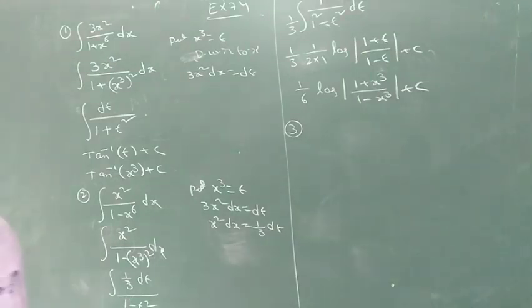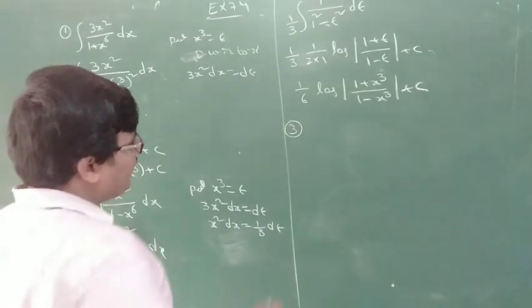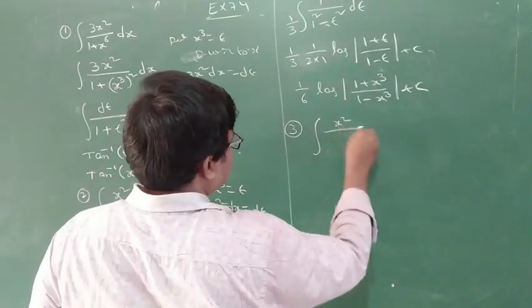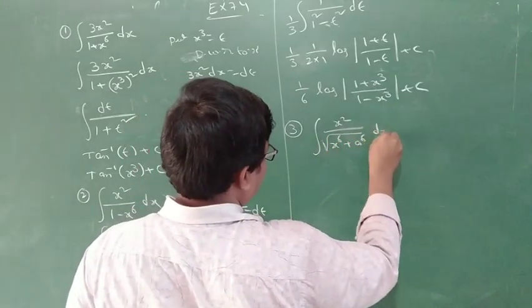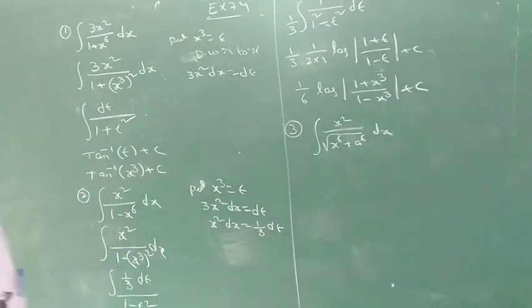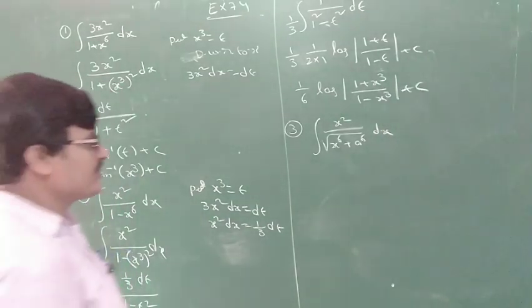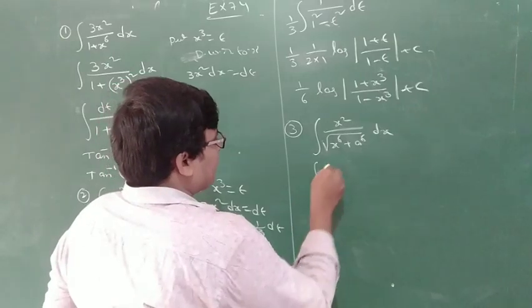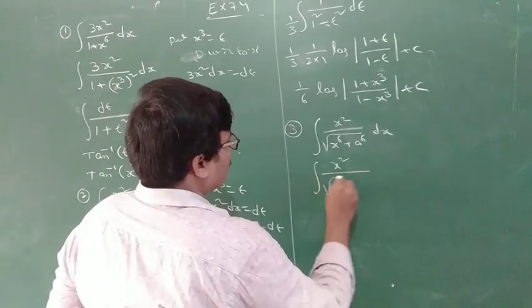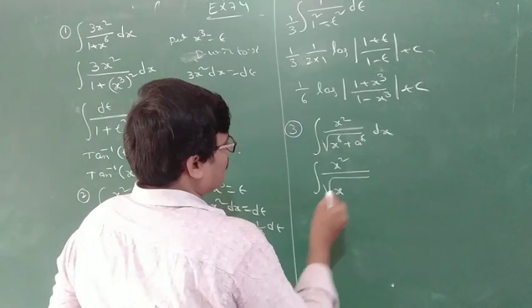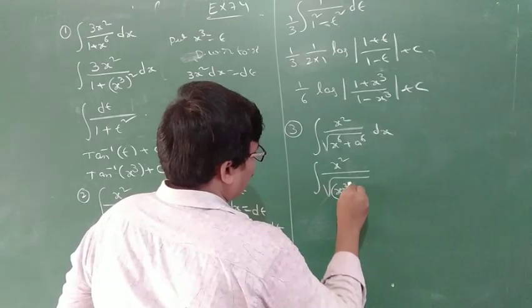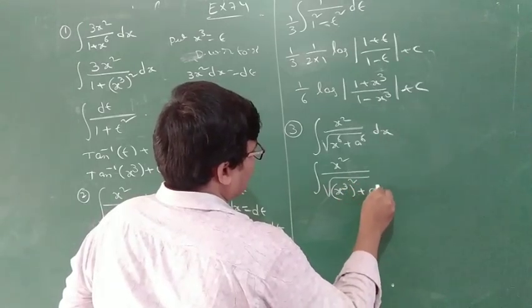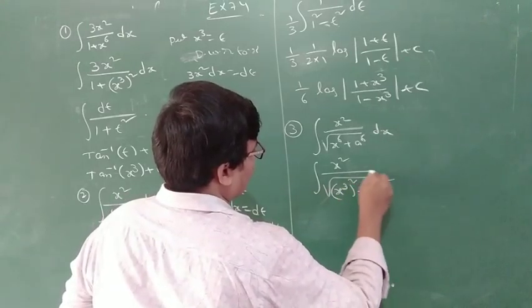Next, integral x square by root of x power 6 plus a power 6 dx. x square by root of x power 6 plus a power 6. So integral x square by root of x cube whole square plus a cube whole square.